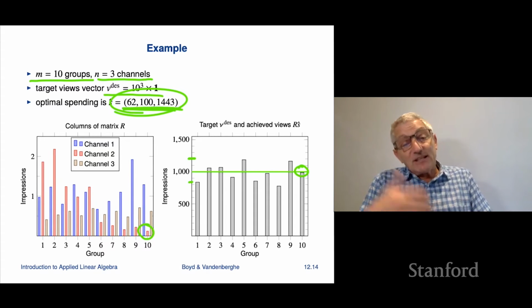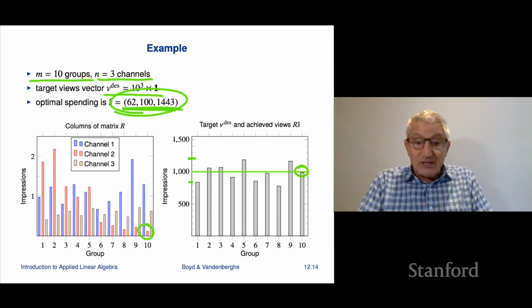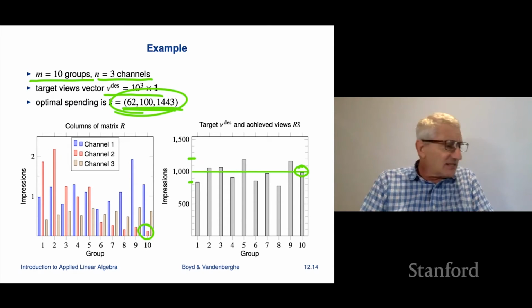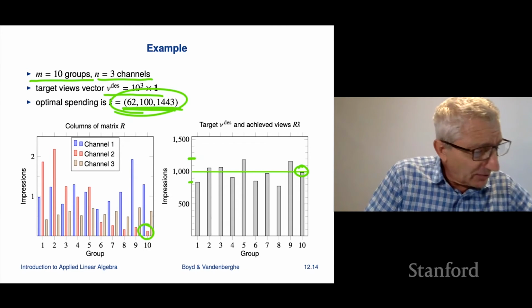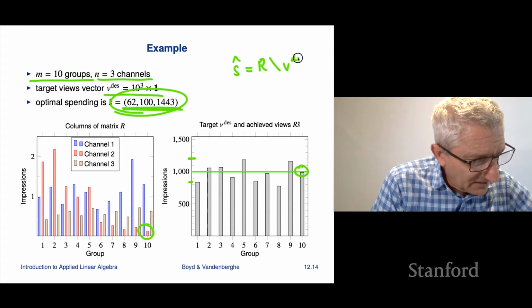So if you said, well, in the North Bay, 18 to 22-year-olds, and all this kind of stuff, you could easily end up with 10,000 groups, and you could easily have hundreds and hundreds of channels, and the exact same code. By the way, the code is basically S equals R / V desired. I'll just write the code out for you right here. It's S hat equals R / V desired.